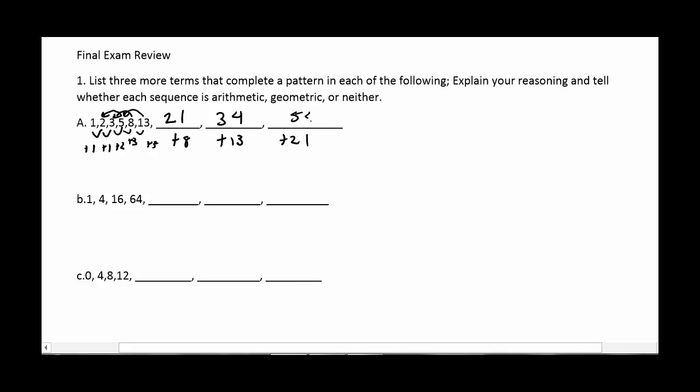which is 55. Okay. So even though this pattern was an adding pattern, this is not considered arithmetic, because an arithmetic sequence is one where the same amount is added each time. Since we're adding changing amounts, this would be an example of neither. And the reason is we're adding different amounts each time.